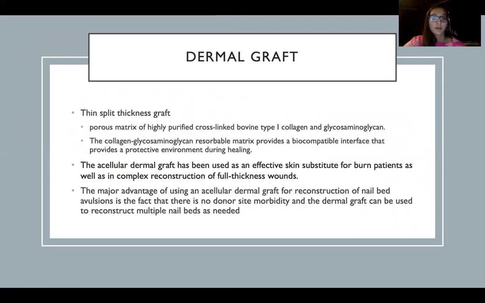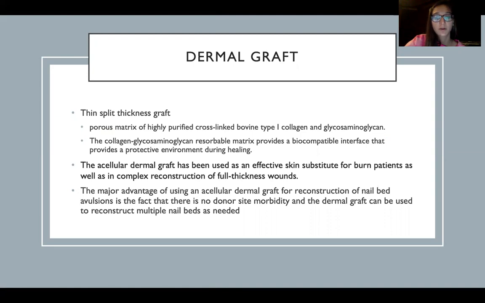But for the purpose of this presentation, I will be focusing on dermal grafts used in traumatic nail injuries. Integra is a type of split thickness dermal matrix graft and is composed of a porous matrix of highly purified cross-linked bovine type 1 collagen and glycosaminoglycan.